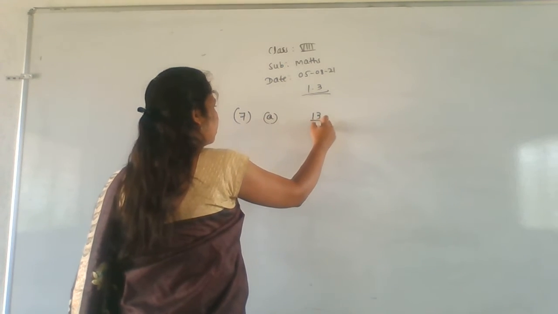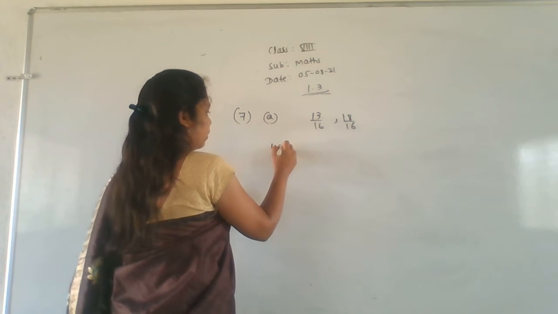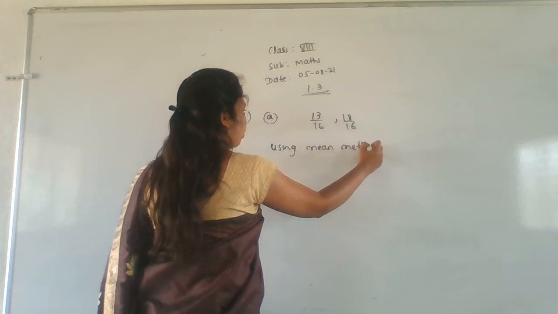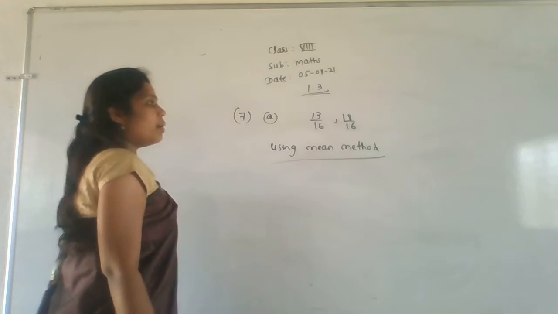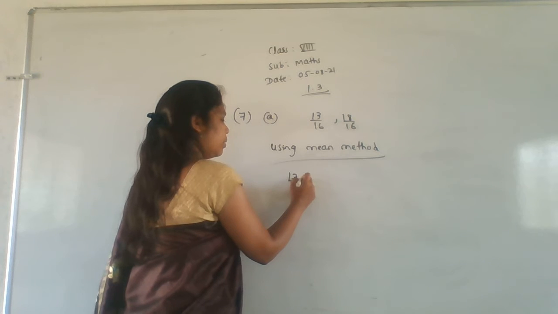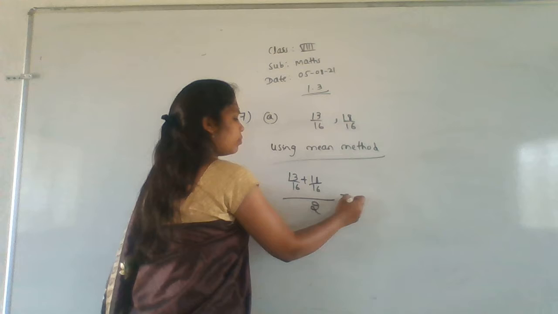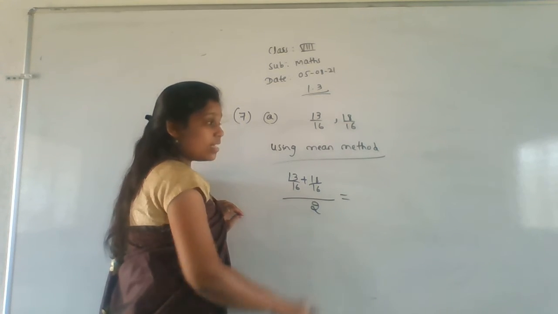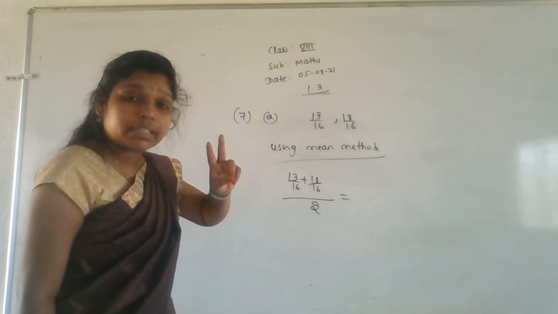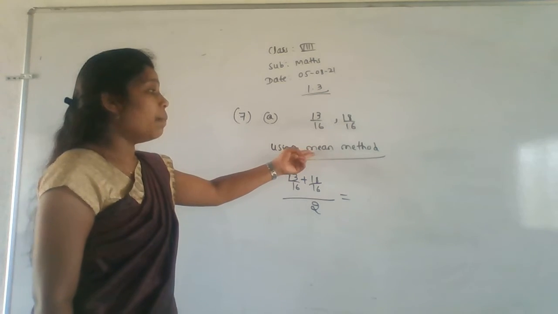They have given 13 by 16 and 18 by 16, right? Using the mean method. So how to solve that? See here, using the mean method means you have to add these two: 13 by 16 plus 18 by 16 and divided by 2. That is the thing. Whatever numbers they have given, add those two numbers and divide by 2. That is called the mean here.